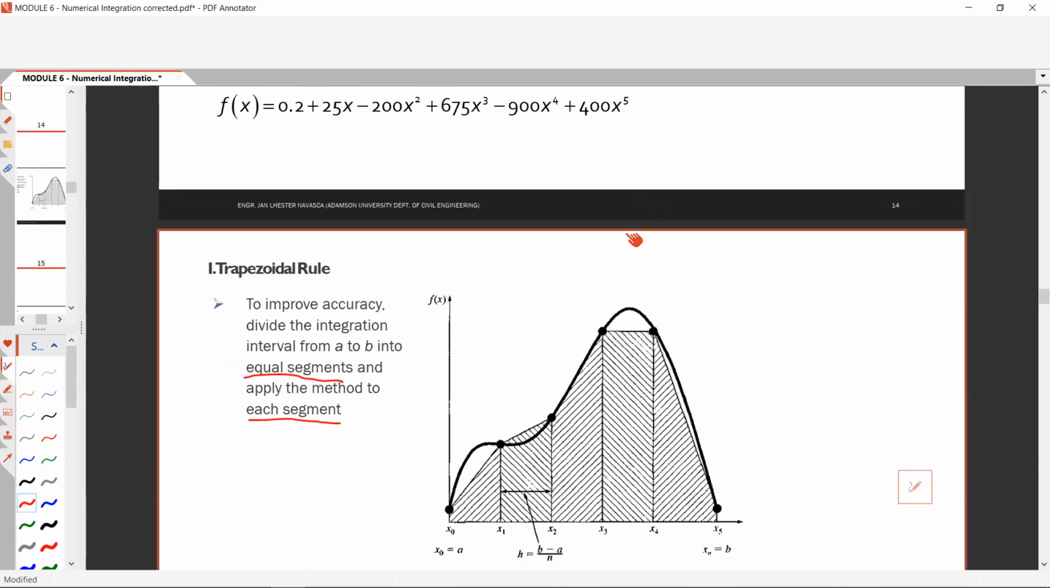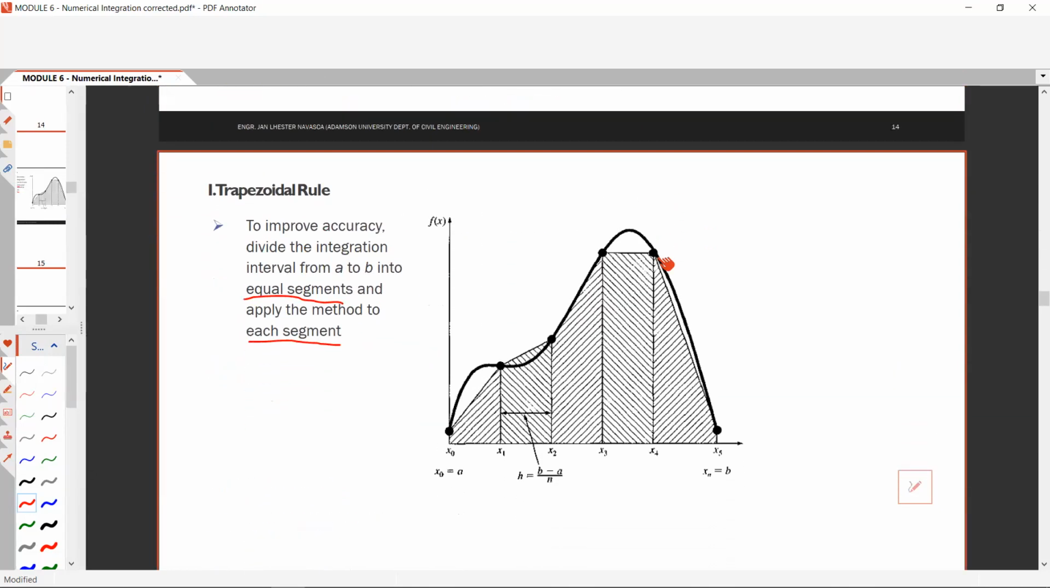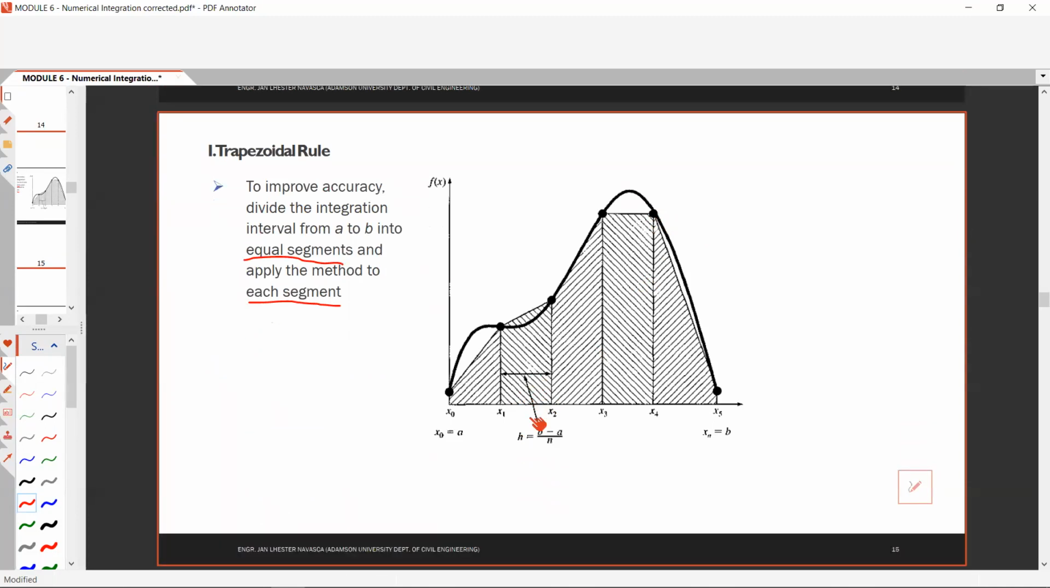Now we will increase the accuracy by improving the number of h, dividing the interval into sub-intervals. Let's say for example we add 5. Notice how many trapezoids there are: we have 1, 2, 3, 4, 5. So we have 5 trapezoids, 5 equal segments.